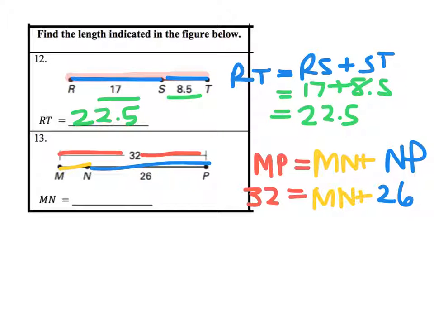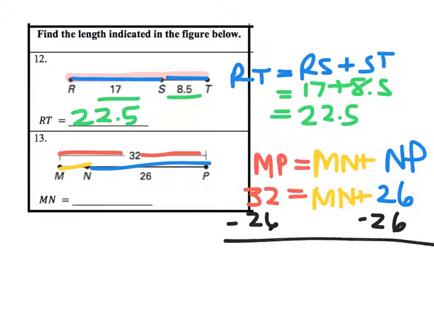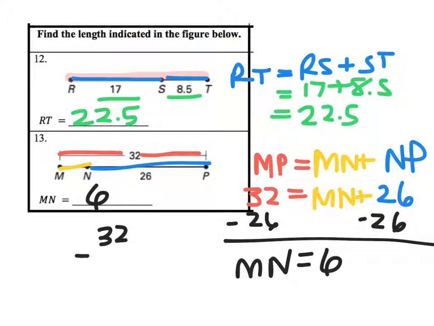Now to get MN by itself, I'm going to subtract 26 from both sides. When I do that, I get MN equals 6. That's my final answer. If you saw right off the bat that you could do 32 minus 26, that's fine too. You should be subtracting those numbers to get your final answer.